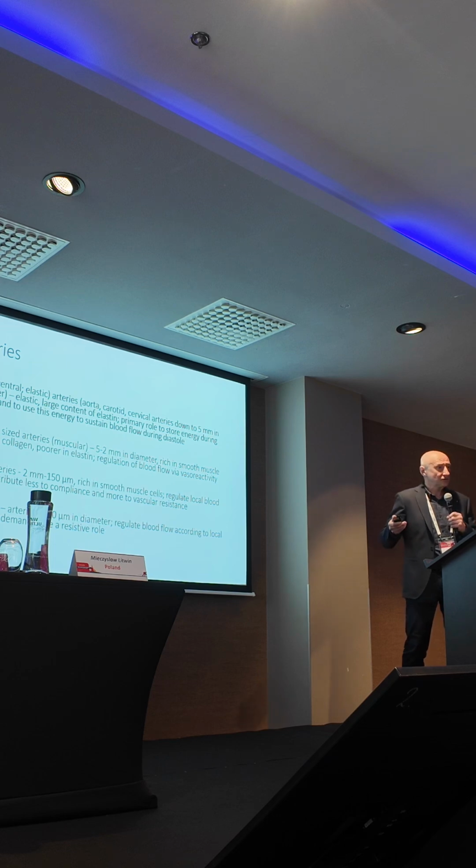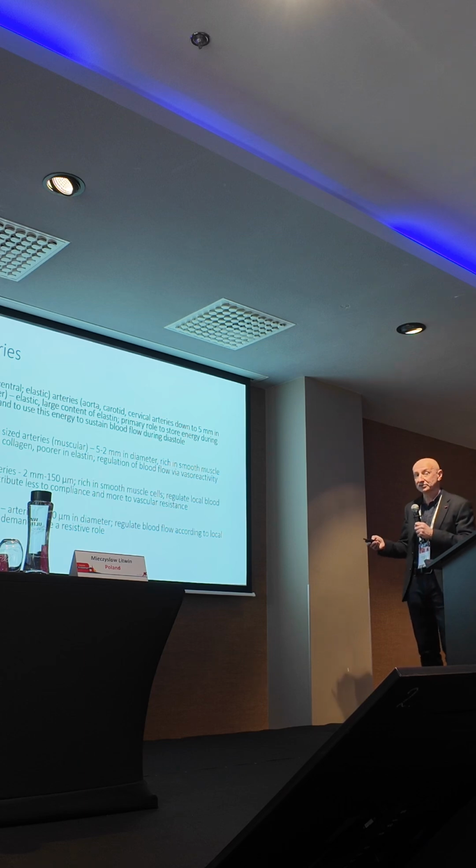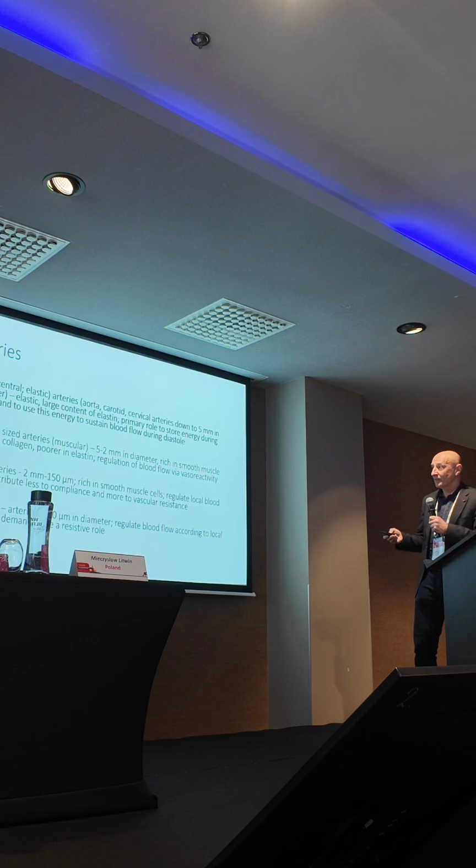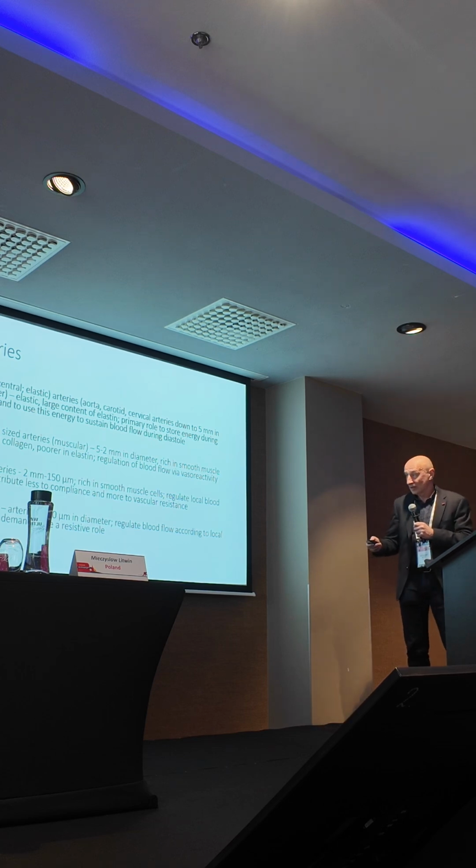So, a few words about arteries. Few kinds of arteries, starting from the large, so now central arteries. They are elastic. There is very small amount of muscles. There is large content of elastin, and their primary role is to store energy during systole and to use this energy to sustain blood flow during diastole.